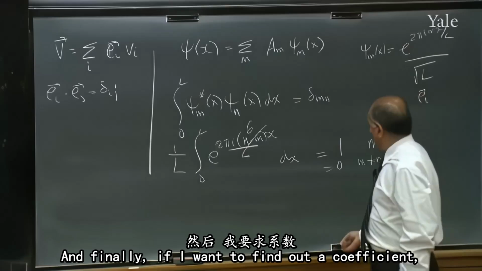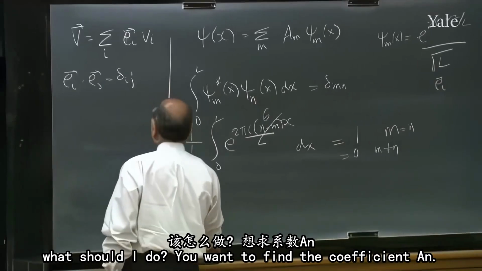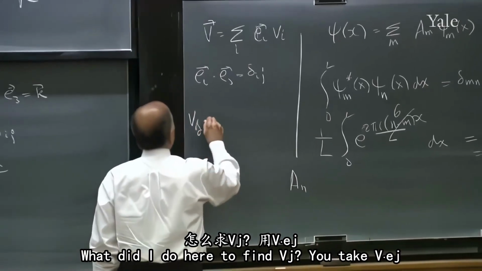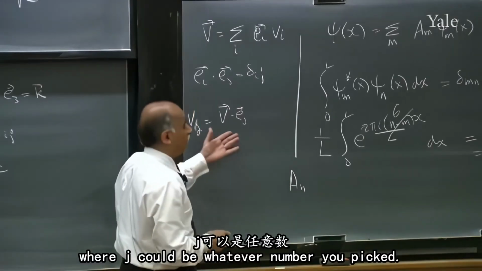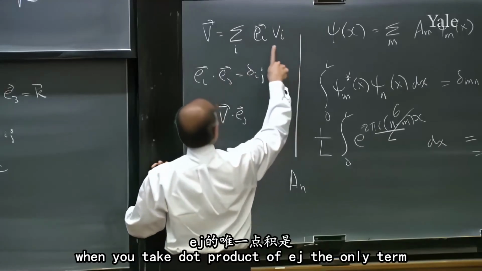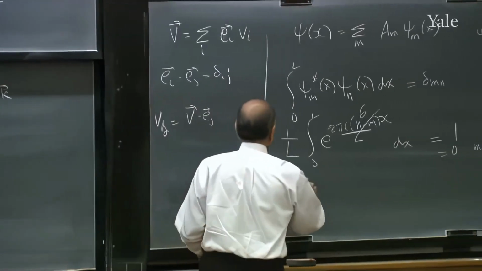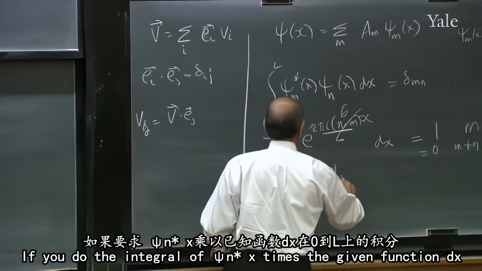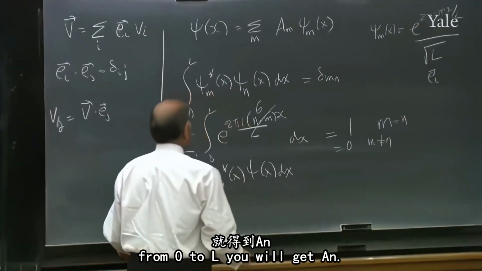And finally, if I want to find out a coefficient, what should I do? If I want to find the coefficient an, what did I do here? To find v sub i or v sub j, you take v dot ej, where j could be whatever number you picked. Because if you take the dot product of the two sides with ej, the only guy who survives is i equal to j. That'll give you the vj. So similarly here, I claim the following is true. If you do the integral of psi n star x times a given function dx from 0 to L, you will get an.